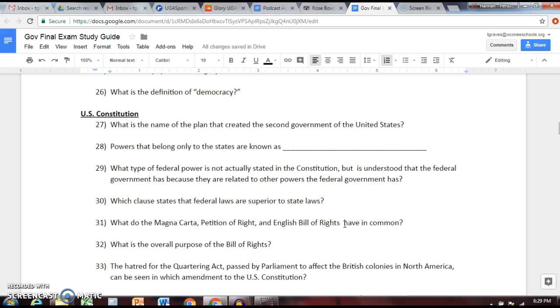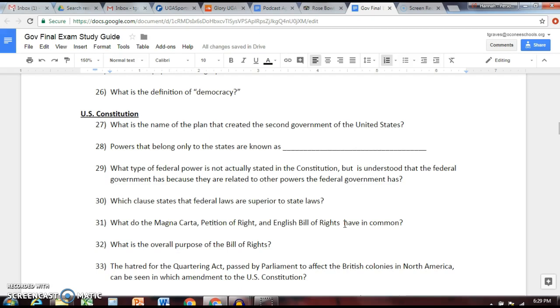Number 29, what type of federal power is not actually stated in the Constitution, but is understood the federal government has because it's related to other powers? Those are implied powers. They're not directly written in the Constitution, but in order to carry out the express powers that are written in the Constitution, it's assumed or implied the federal government has those powers. Like a military draft. It doesn't mention that specifically in the Constitution, but it says that Congress and the president have the power to create a military and maintain a navy. In order to do that, you need soldiers, so it's implied that they have the authority to draft people into the military.